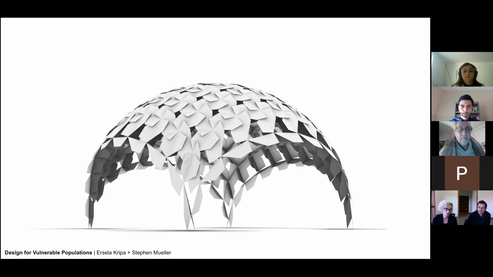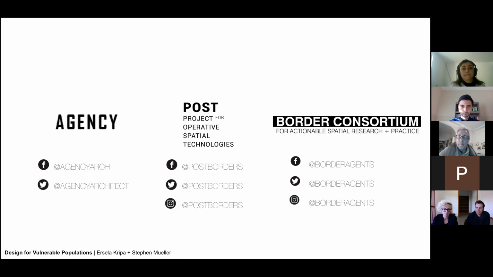We hope this gives you a sense of the strategies that we deploy to make information affecting vulnerable populations available and legible to the actors and agencies who can impact change, and to the designers who will design conditions in response. And we're welcoming further discussion.